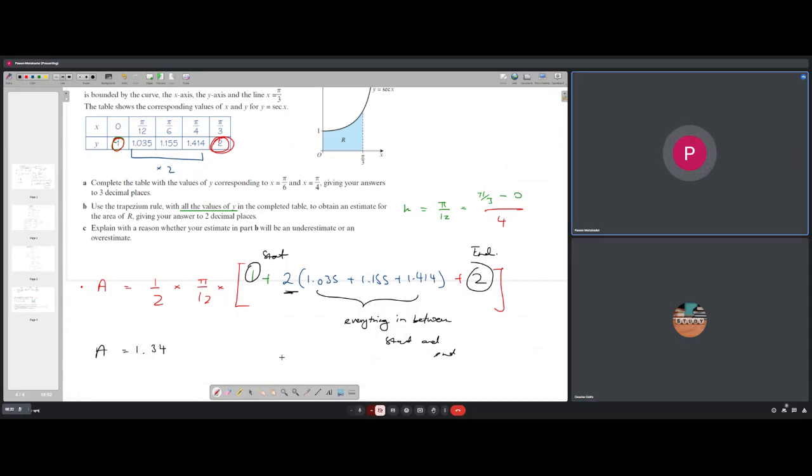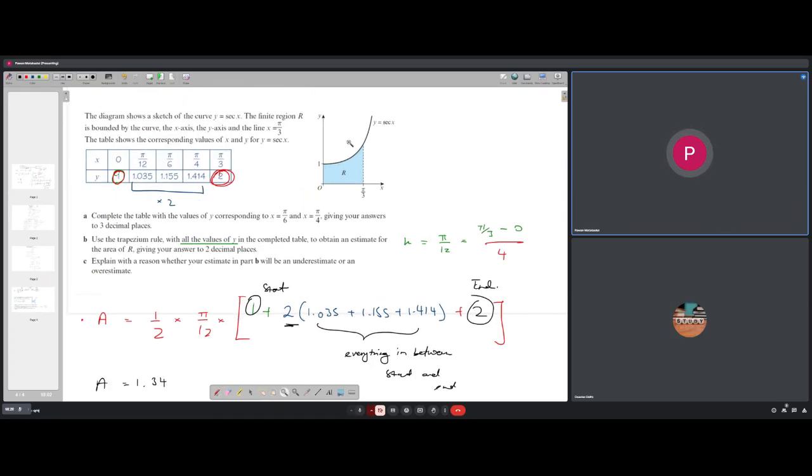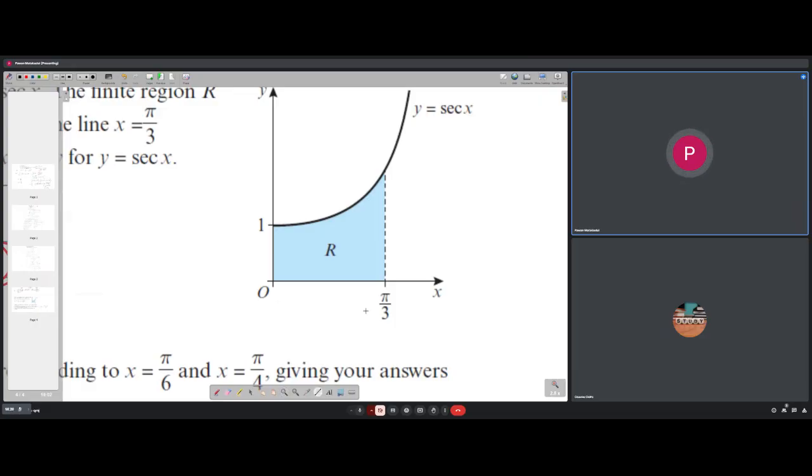And they say, explain with a reason whether your answer in part B will be an underestimate or overestimate. This is actually a very interesting part. So the trapezium rule is concerned with splitting up the area in between this curve and this x-axis, and this line, I should say, pi over 3, into distinct trapeziums. So if you were to think, okay, let me split this region up into 4 separate trapeziums. Incorrect. It's actually over. Because if you were to think about drawing trapeziums, let me make this more distinct.